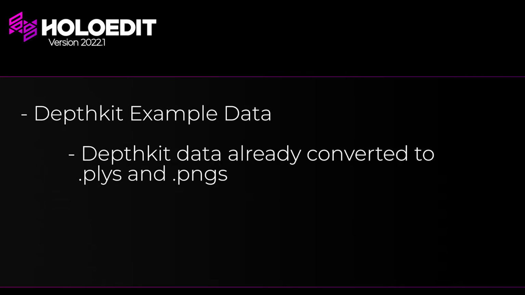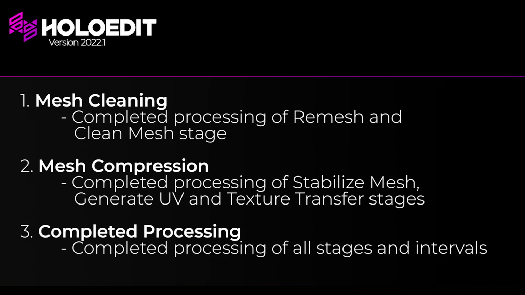Provided in the workspace is a folder named DepthKit example data containing mesh and texture data. This is data exported from the DepthKit system using Studio Mesh Sequence Export, which has already been converted to PLYs and PNGs. Also included are 3 already processed compositions of the various stages.